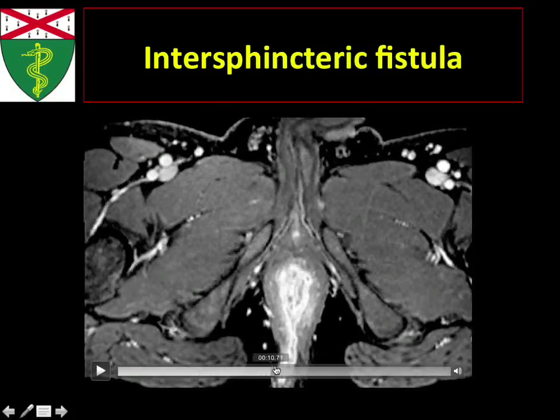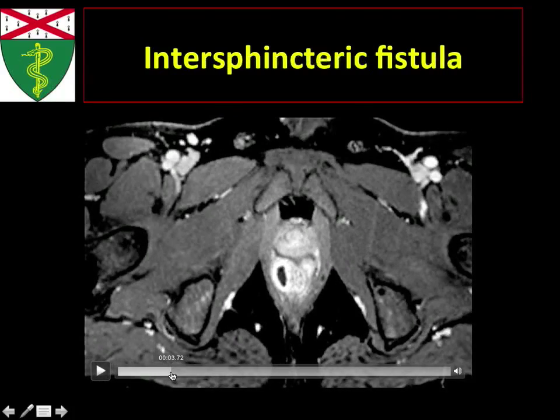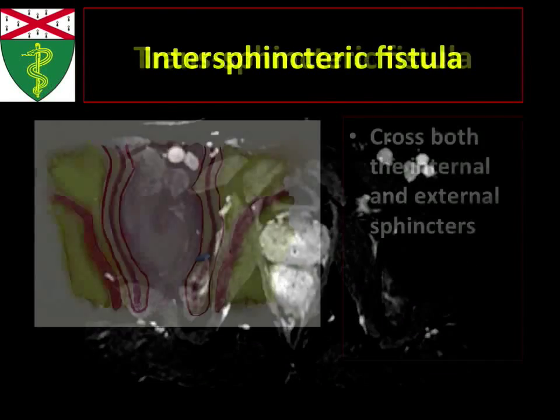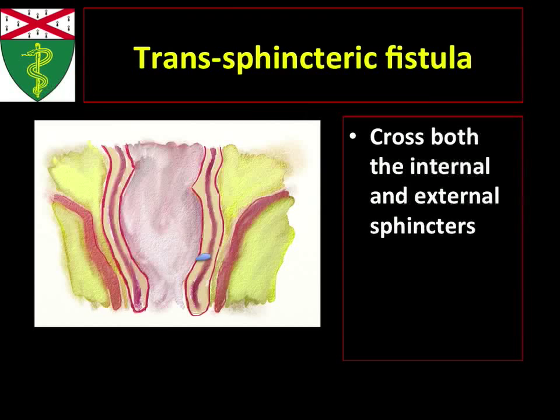But again, you just go through each mucosal opening, tell them where it's opening from, the distance from the anal verge, and whether it is associated with an abscess or not. Do it systematically, and you'll get through the case. So I want you to know about intersphincteric fistulas. Then I want you to know about transsphincteric fistulas, because you're going to see these ones as well.